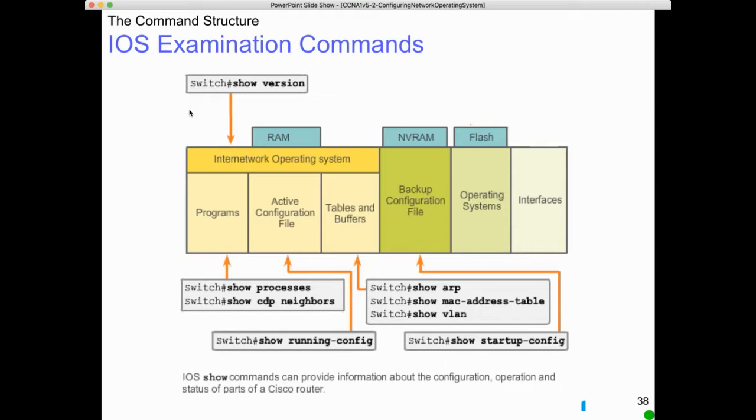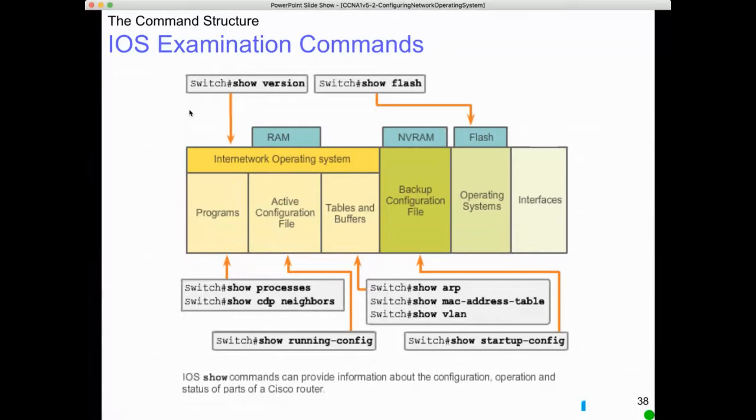The NVRAM was where we stored our backup configuration file. If I do show start, I can repeat that and see what it is. If you've never saved the device, it'll say startup configuration not found. You never backed it up yet. Copy run start is a command to save that.